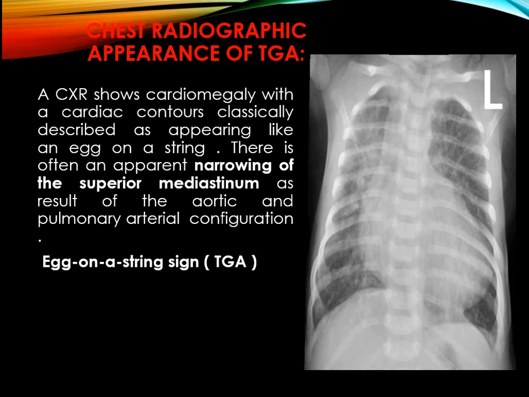The radiological features of the transposition of the great arteries, as we can see in this chest X-ray: cardiomegaly, the heart taking a special shape which is called egg on string appearance, and the superior mediastinum is narrow. Just have a look at the lungs. Here the lungs are showing diffuse opacity, but this diffuse opacity is just due to the pulmonary plethora or increased pulmonary blood flow.